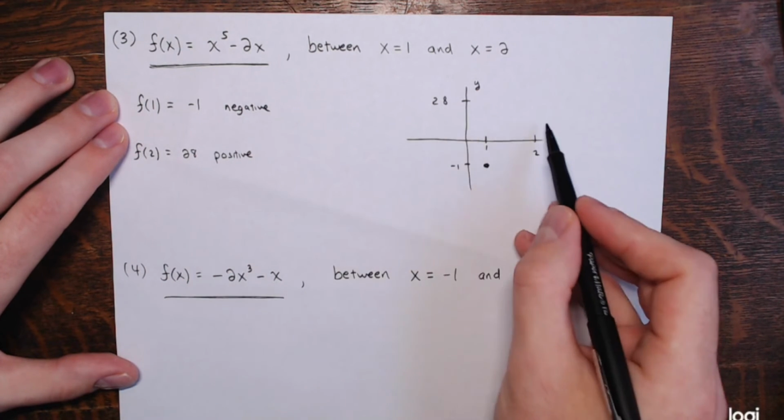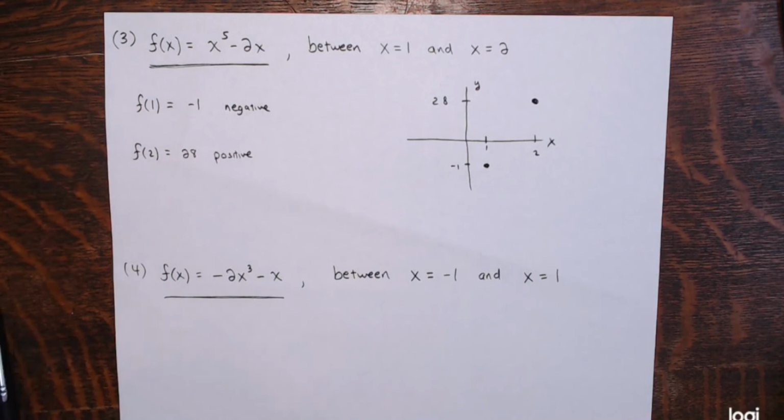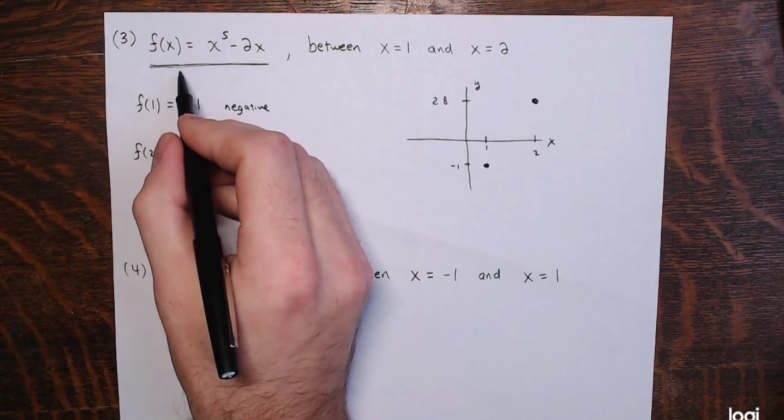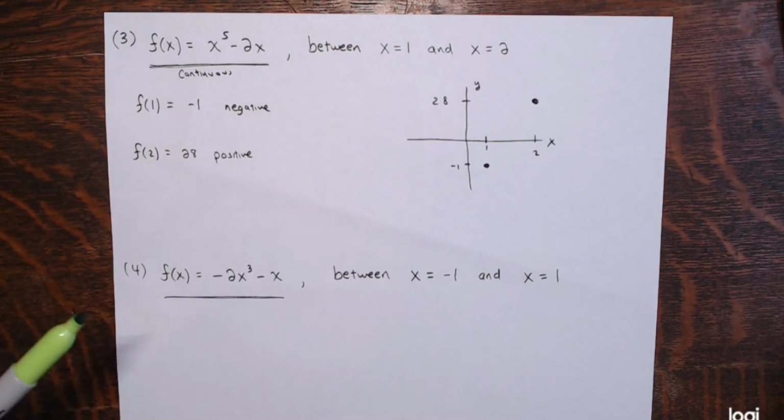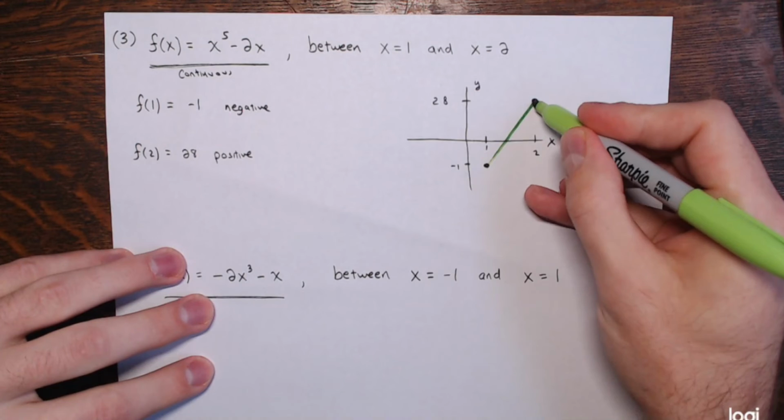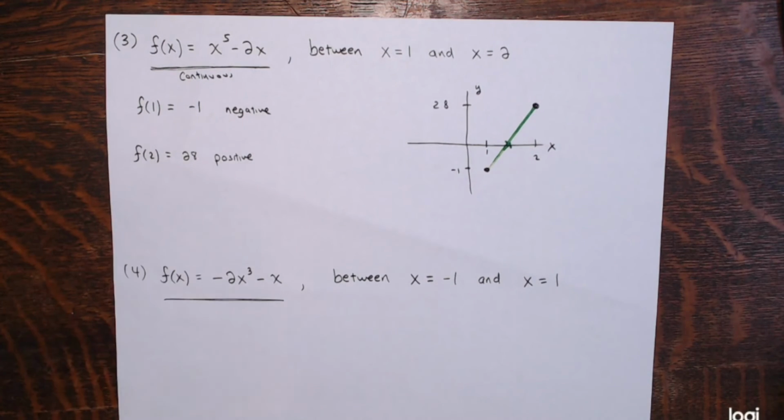All right, so 228 would be a point on the graph. And once again, we know it's a polynomial function, so that means it's continuous, right? Its graph should not have any breaks in it or any holes. So there's got to be some x-intercept, right?